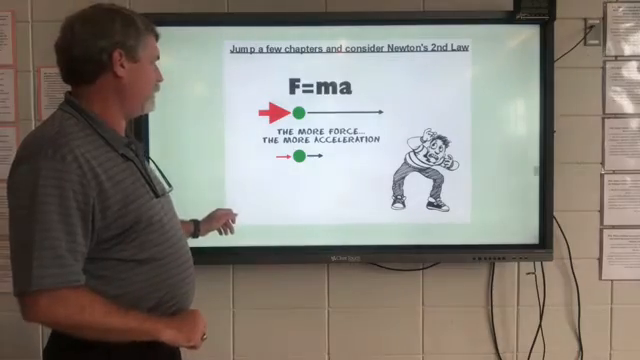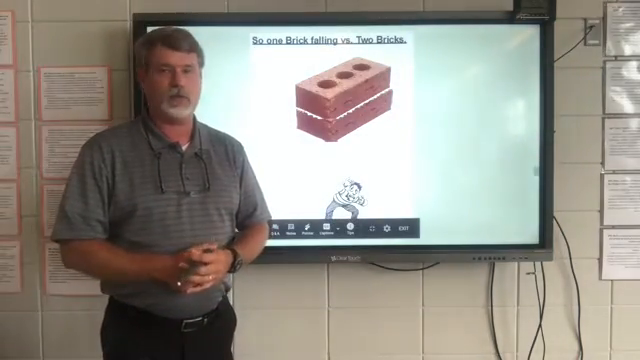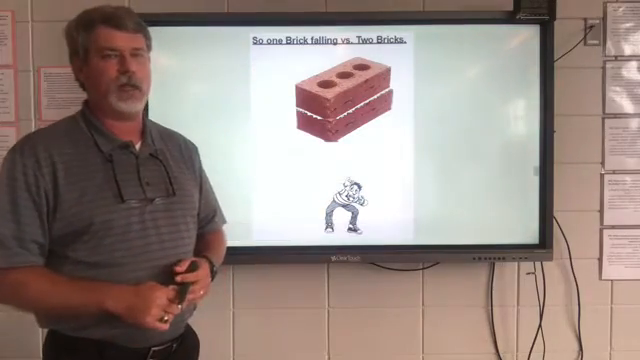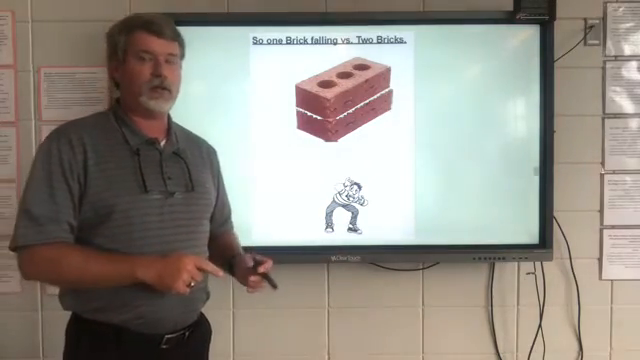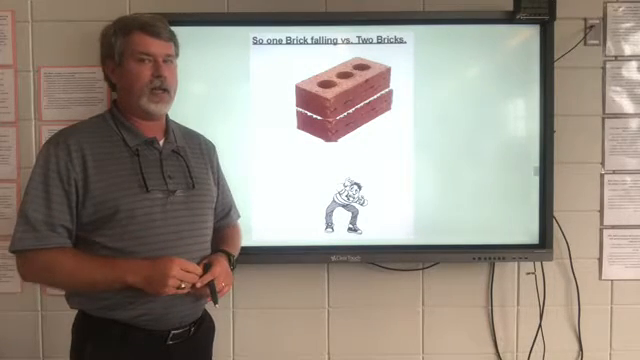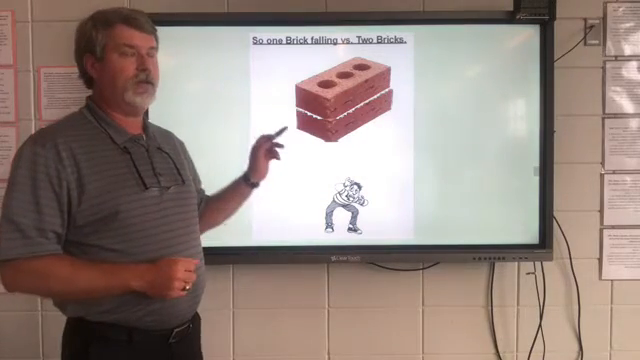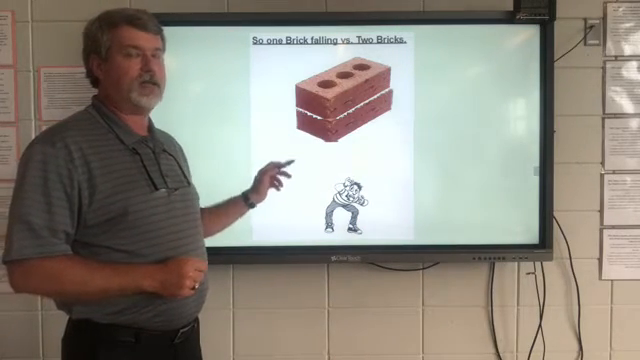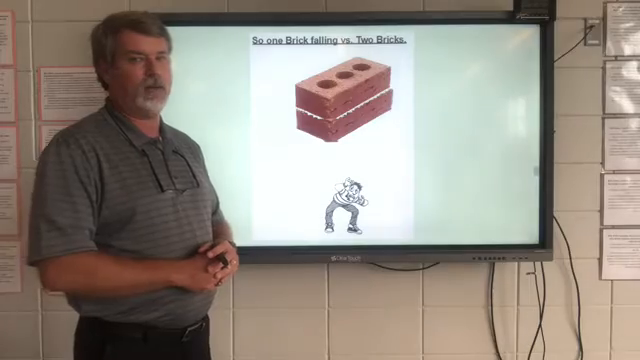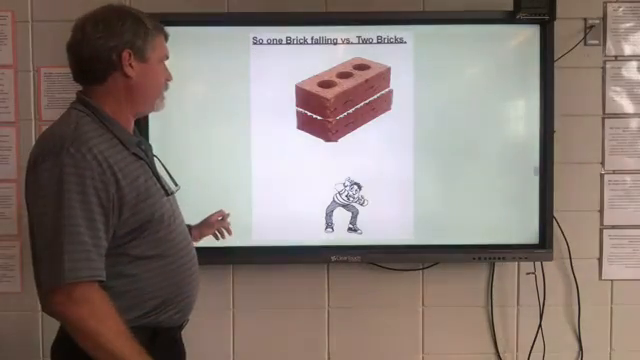Let's take into consideration, what if we drop two bricks on this guy? Is it going to fall faster? Is it going to hit him in less time? Based on our discussion a second ago, we should know that all objects are going to fall at the same rate independent of their mass. So it's going to fall with the same rate. He has the same amount of time to get out of the way of two blocks that he did to get out of the way of one block.